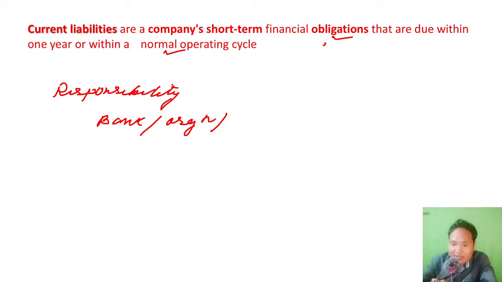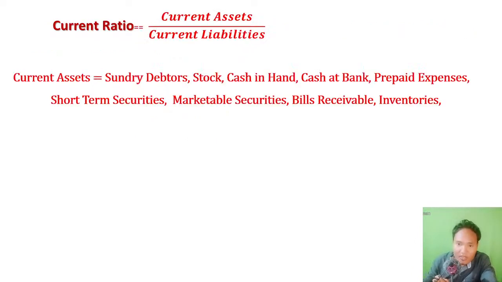Now let us discuss what are the various items or particulars that are included in current assets. Before that, you need to know the formula of current ratio. Current ratio is equal to current assets divided by current liabilities. Now what are the various items included in current assets? Normally only those items are put in the question paper in AHSEC examinations.